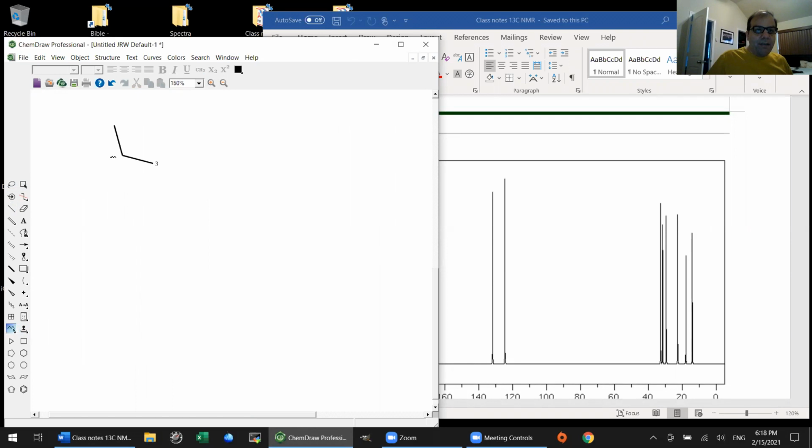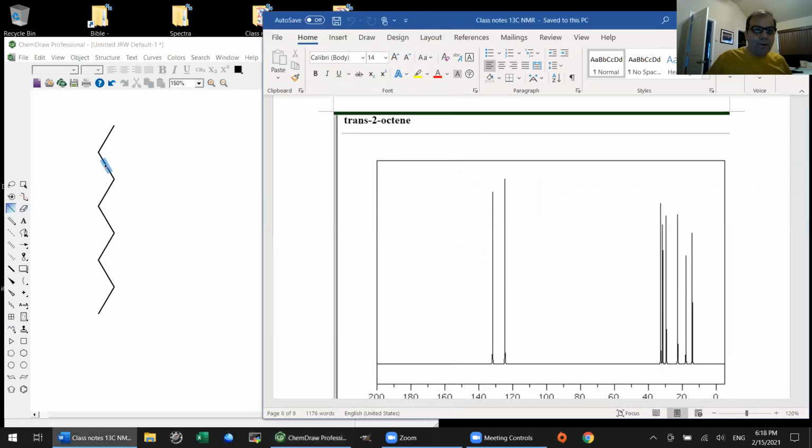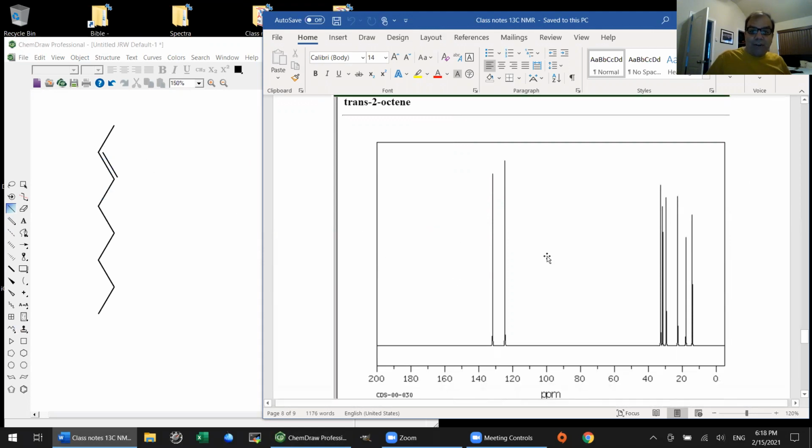And octene, 6, 7, 8. Was it trans 2-octene? Yes, so we'll put our double bond over there. So there's your trans 2-octene. Well, the most downfield carbons are, of course, going to be these two alkene carbons.